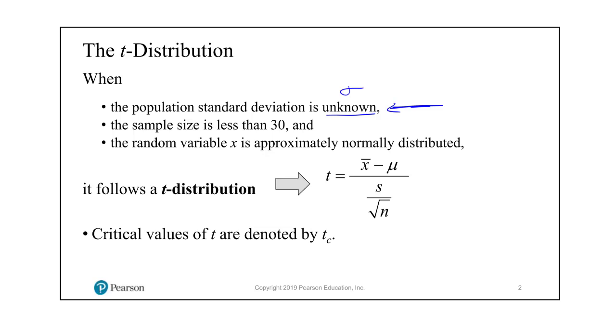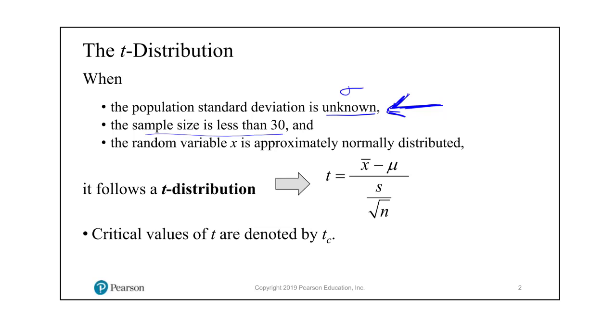Now, we could use it for sample sizes of more than 30, but in that case, we would most likely just use the normal distribution instead, the z values instead of the t distribution. So this is when we're really going to be using it. The key is when the sigma is unknown.